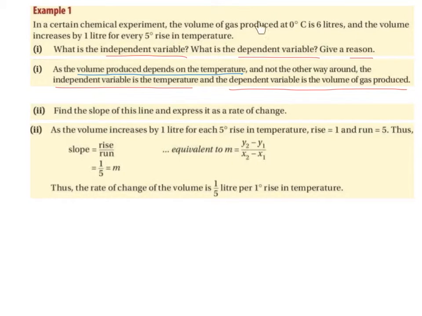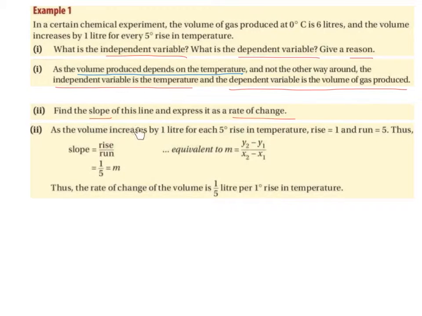So the volume of gas produced depends on the temperature. The higher the temperature, the more gas is produced. The temperature is not dependent on the volume of gas. Part 2, find the slope of the line and express it as a rate of change.